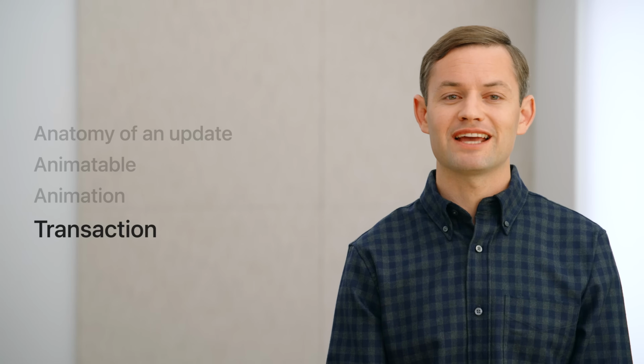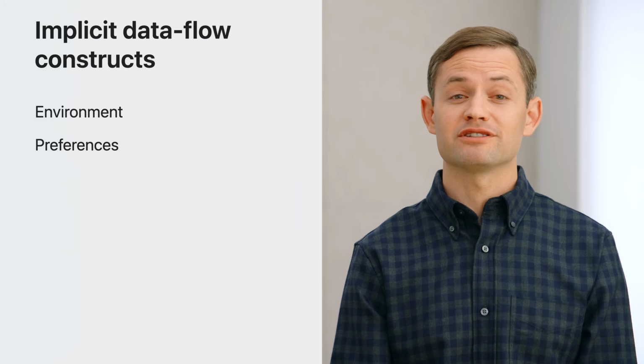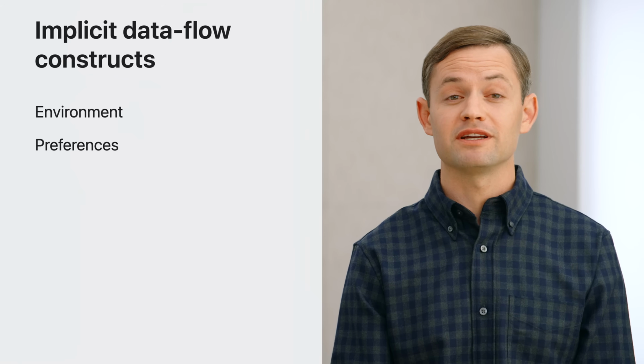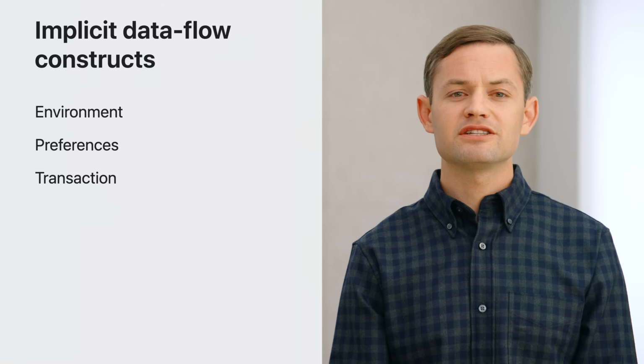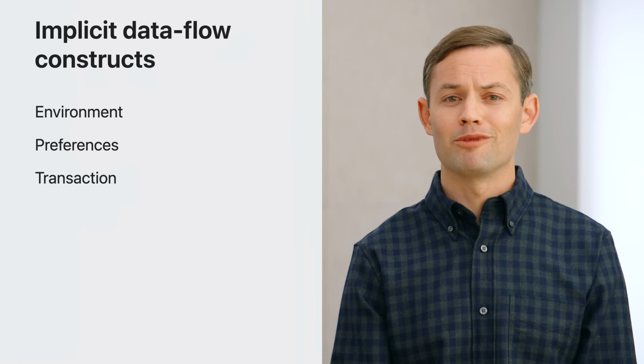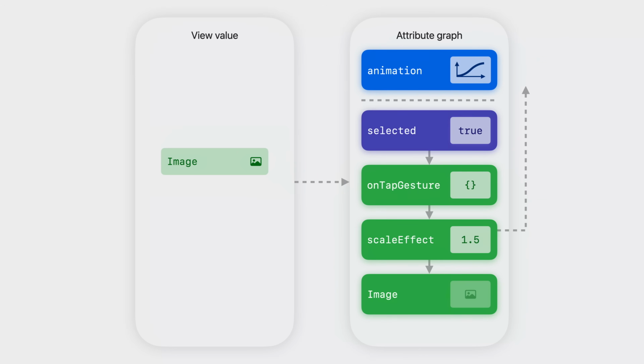I've used the term transaction throughout this talk to refer to the set of work that's performed for a given update to the UI. In SwiftUI code, Transaction also refers to a related, powerful data flow construct and family of APIs. You may already be familiar with environment and preferences. Dictionaries SwiftUI implicitly passes down and up the view hierarchy respectively. Transaction is similar. It's a dictionary SwiftUI uses to implicitly propagate all the context for the current update, most notably the animation. My explanation earlier of how an animatable attribute reads the current animation was a little vague.